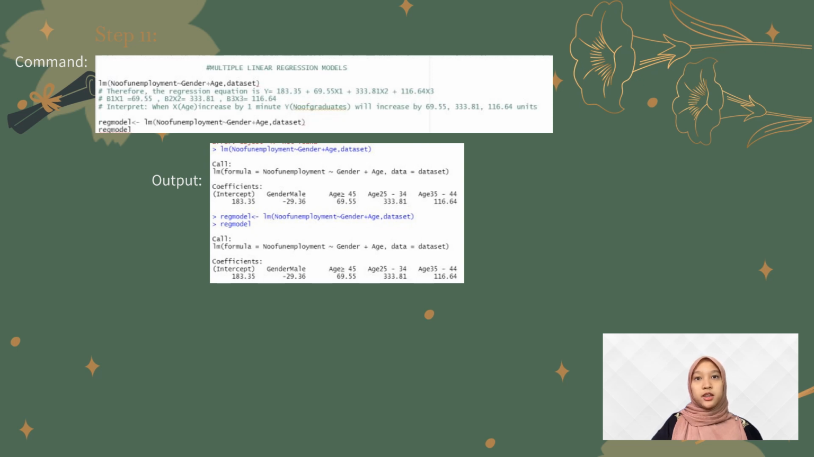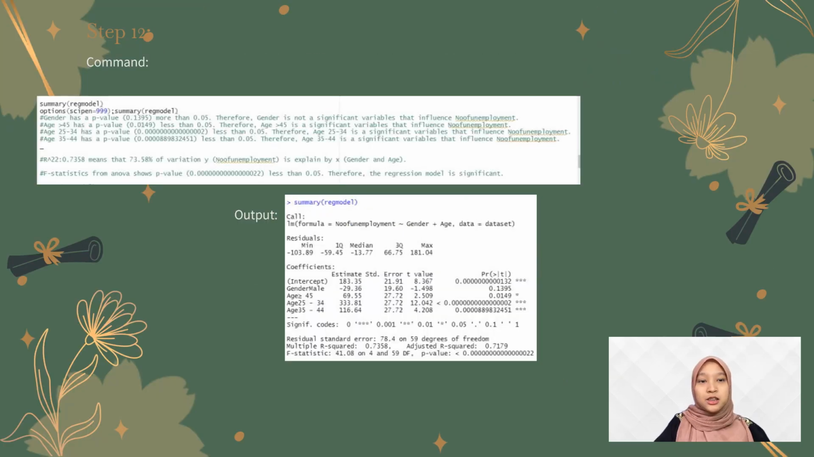After that, for the regression model, here is the command: lm, number of employment, gender plus age, dataset, regression model. So the regression model will appear like this. As you can see, there will be the coefficient for the number of employment, gender plus age. Okay, for step 12, the summary of the regression model will appear like the output in the slide.